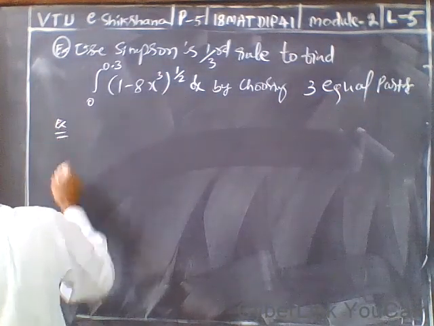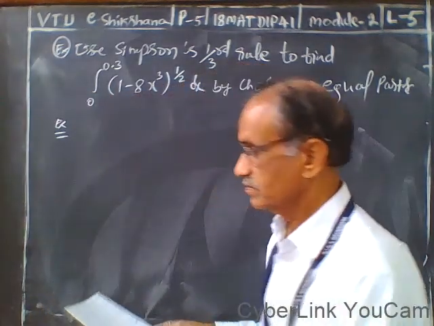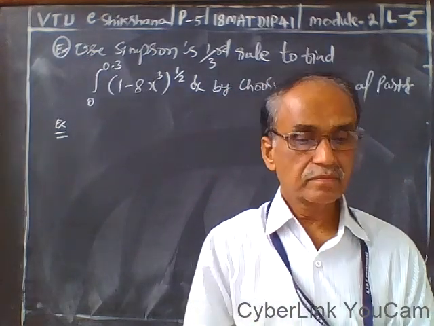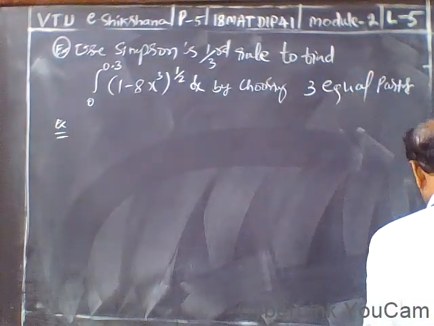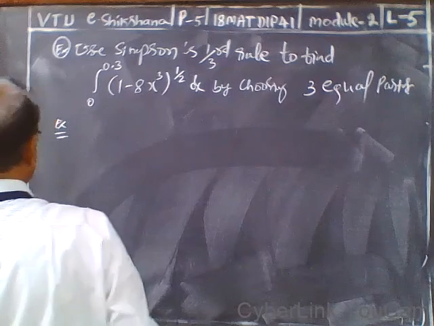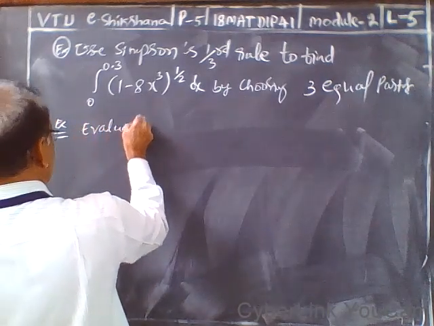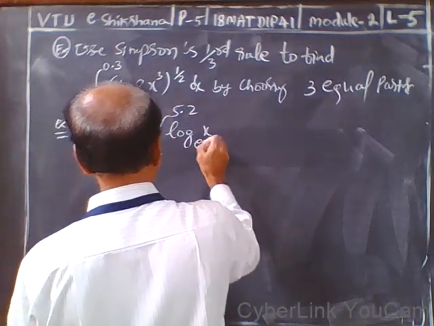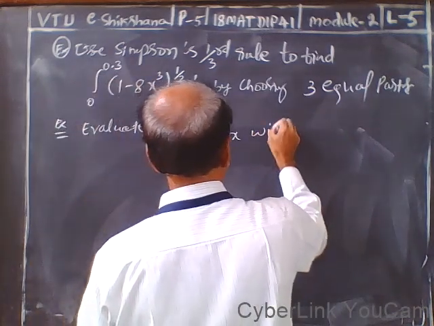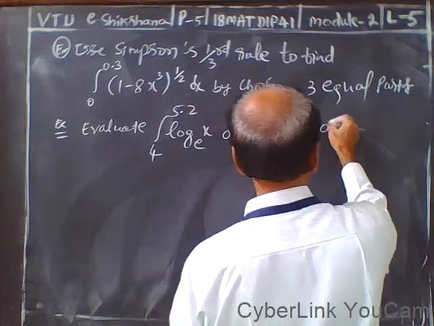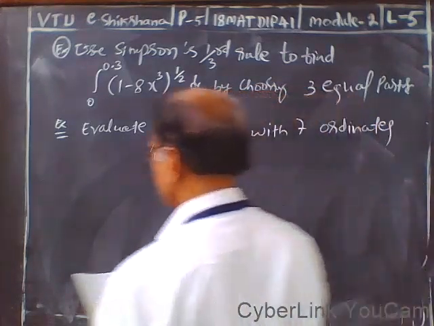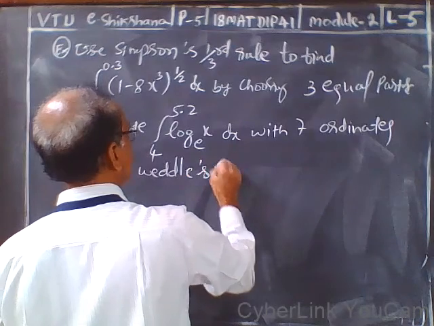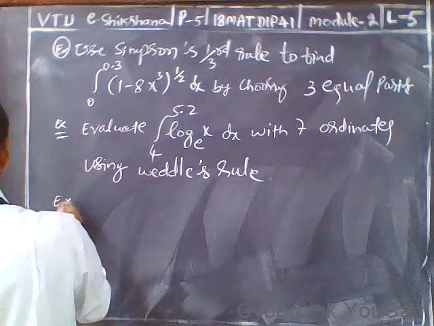Next example. Evaluate integration 4 to 5.2 of log x to the base e dx with 7 ordinates using Weddle's formula, otherwise Weddle's rule.